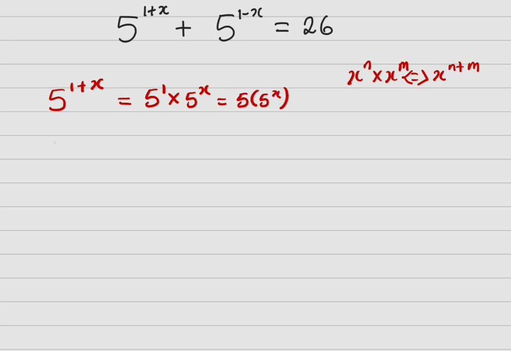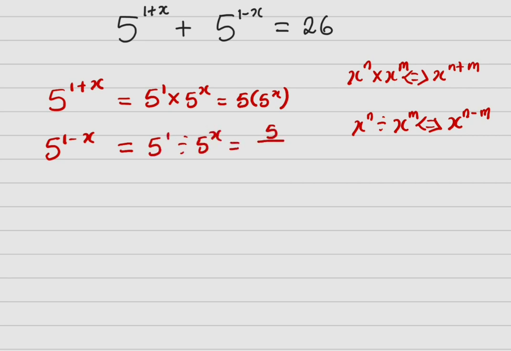Now, the second one is 5 raised to the power 1 minus x, which actually, if we use the division law, x raised to the power n divided by x raised to the power m is going to be x raised to the power n minus m, okay? And this is vice versa. So this will be 5 raised to the power 1 divided by 5 raised to the power x, which will be 5 over 5 raised to the power x. Then I will now replace it, and replacing it, what I'm going to have here is 5 into 5 raised to the power x, then plus 5 over 5 raised to the power x is equals to 26.